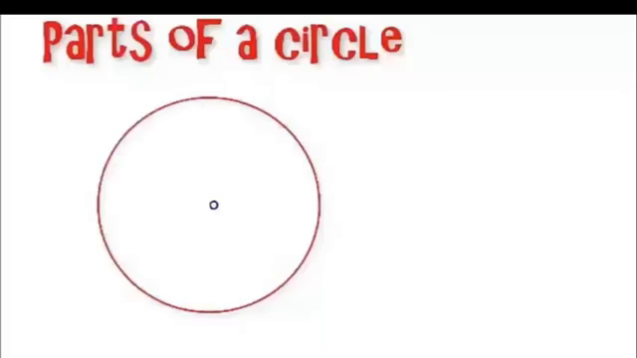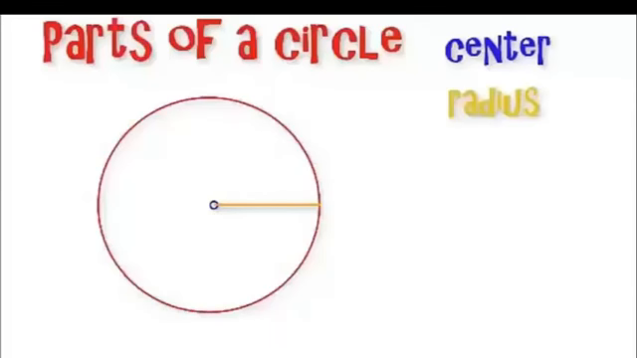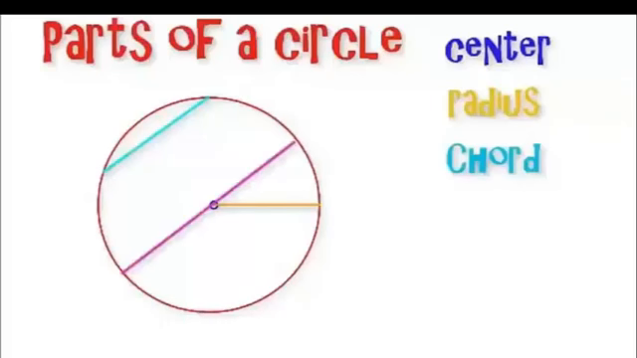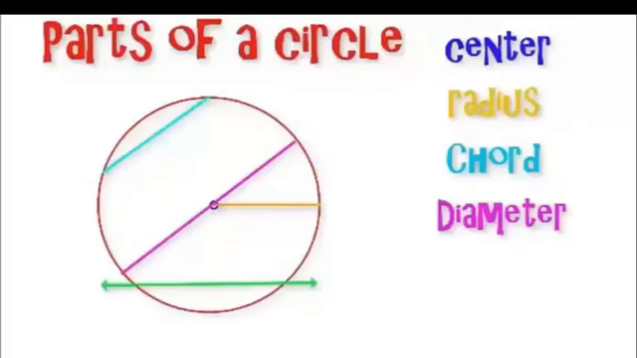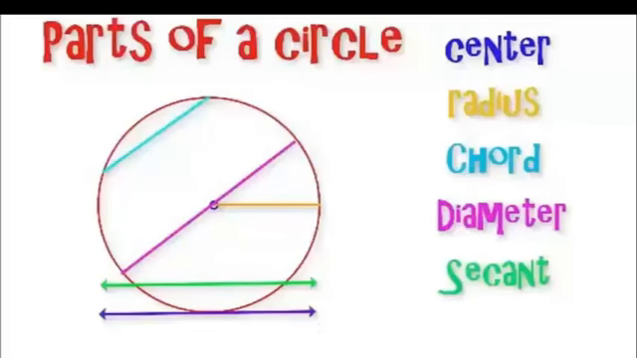First is the center of the circle. Then the radius is the distance from the center of the circle to its outer rim. Next is a chord. It is a line segment whose endpoints are on a circle. Diameter is a chord that passes through the center of the circle, and the length of the diameter is 2 times the length of the radius. Next is secant, a line that intersects the circle at 2 points. And tangent is a line that intersects the circle in exactly 1 point.